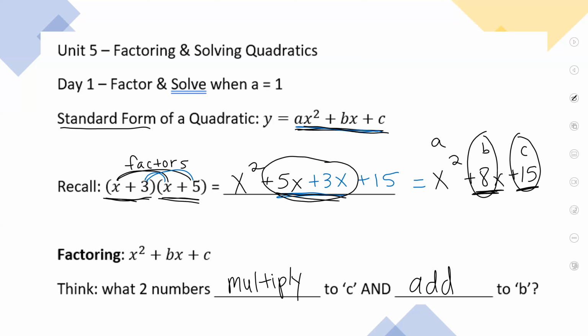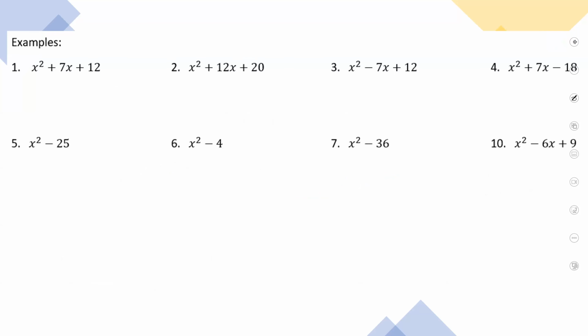Okay, let's look at an example of factoring. Let's look at example 1. I want two numbers that add to the B value, but multiply to the C value. Can y'all think of two numbers that multiply to 12, but add to 7? Yep, 4 and 3. 4 times 3 is 12. 4 plus 3 is 7. So those are my factors, x plus 4 and x plus 3. That's your answer. These are your factors.